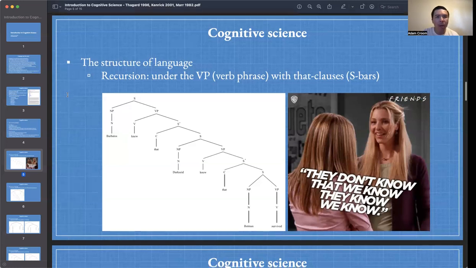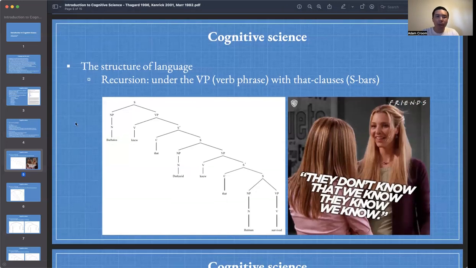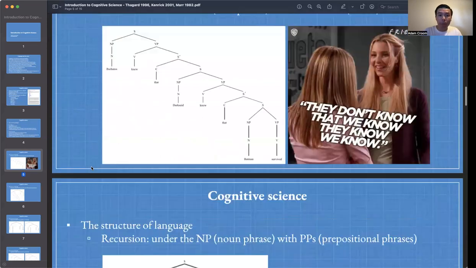Okay. All right, now that we have an example of recursion, and we see how recursion can be reiteratively applied under the VP using that clauses, I'm going to show you another example.